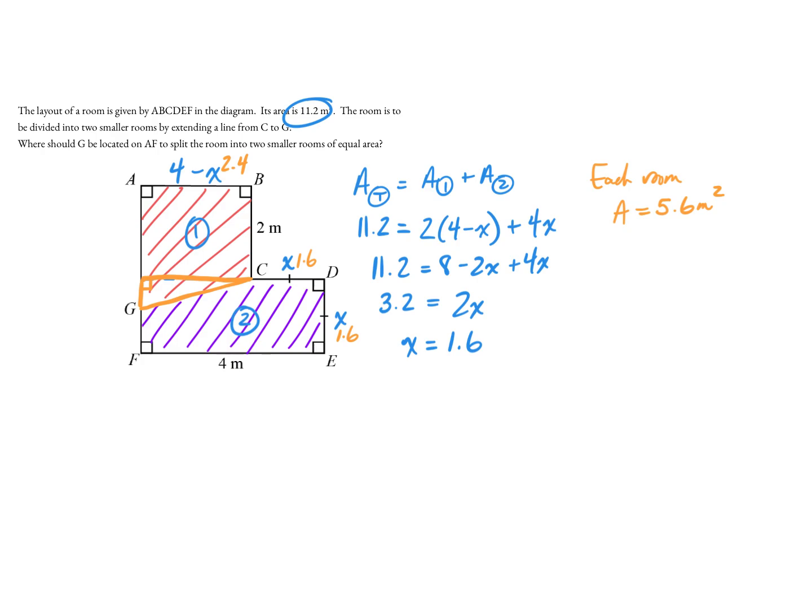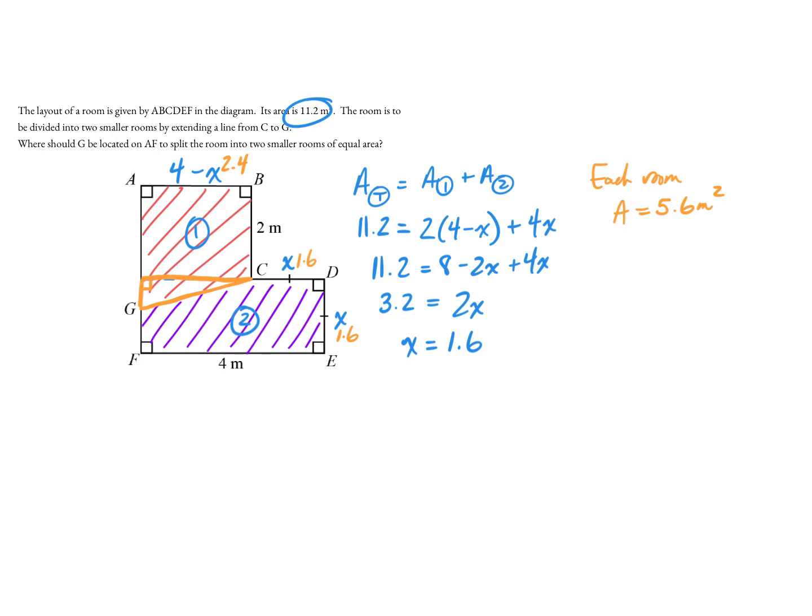Or the other way, my purple room is my box 2 then subtract the area of that orange triangle. So really my focus becomes, okay, can I manipulate either one of those areas to come up with the area of each individual room? To do that, I really need to know the area of that orange triangle.